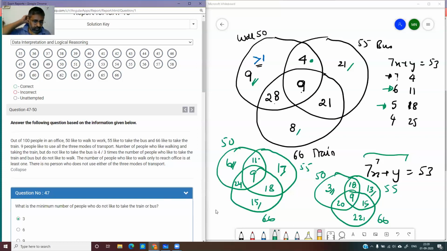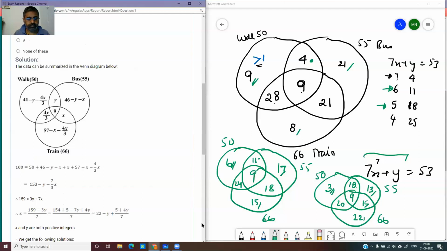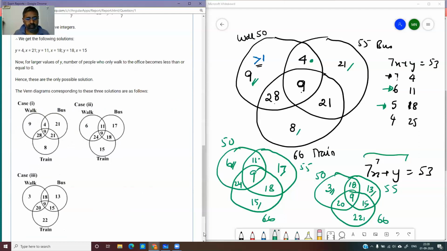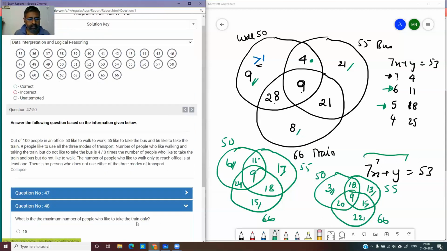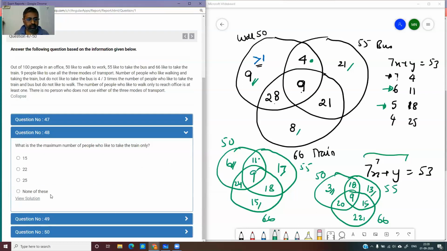Okay, and the maximum people who did not take the train or the bus would be 9. Correct. Yeah, that's 9. So these are 3 possibilities: 9, 6, and 3. These 3 possibilities satisfy all the conditions that are given there. Okay. Any question on what I have done? What are the maximum people who would like to take the train only? Train only. Maximum number of people is what? 22, isn't it? 22 is the maximum number. It's given here. So I think all those questions are easy once you get these 3 items.